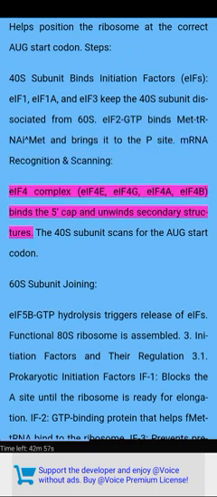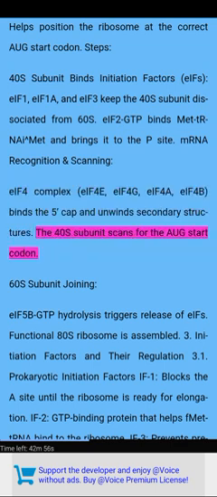mRNA recognition and scanning. The eIF4 complex, eIF4E, eIF4G, eIF4A, eIF4B, binds the 5' cap and unwinds secondary structures. The 40S subunit scans for the AUG start codon. 60S subunit joining. eIF5B GTP hydrolysis triggers release of eIFs. Functional 80S ribosome is assembled.